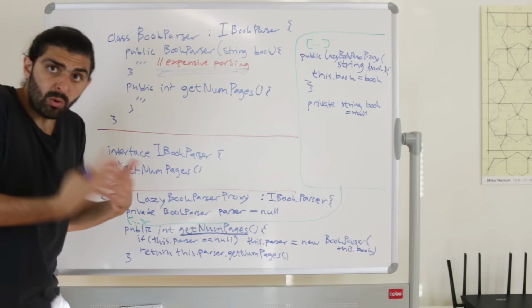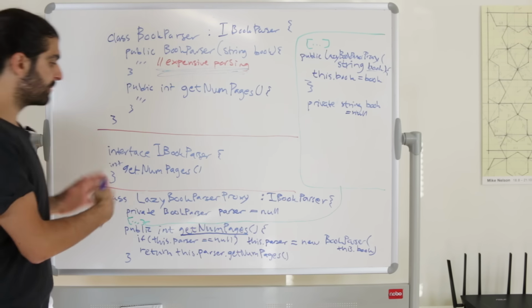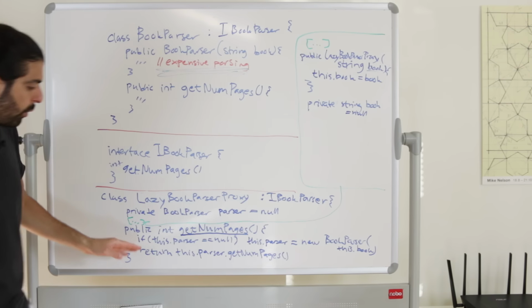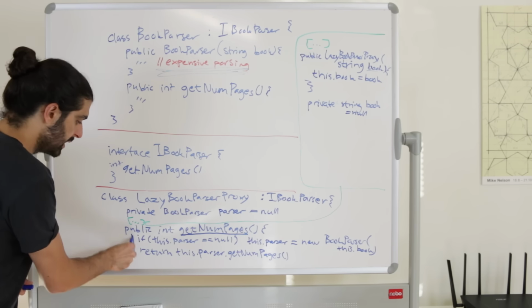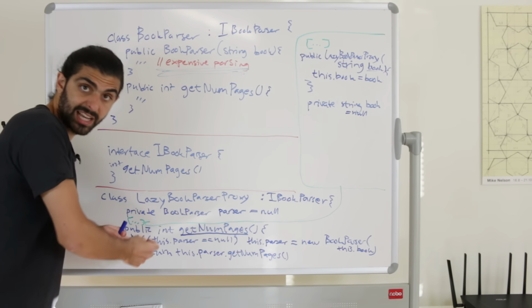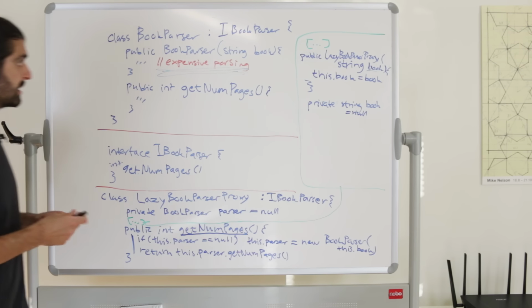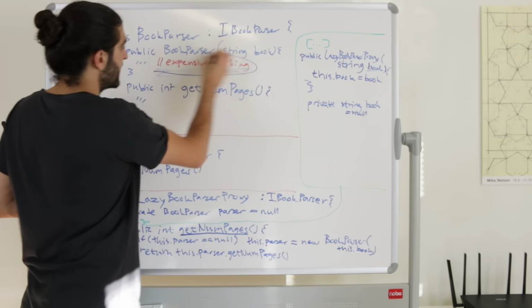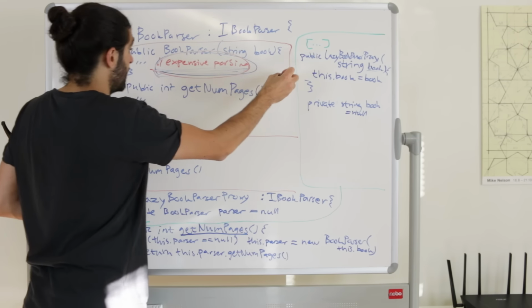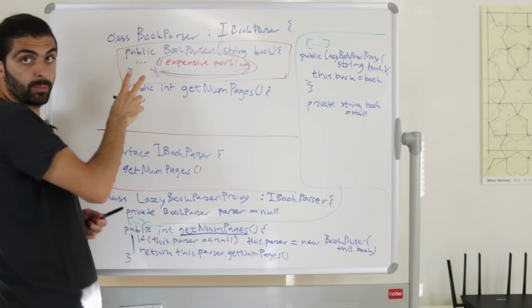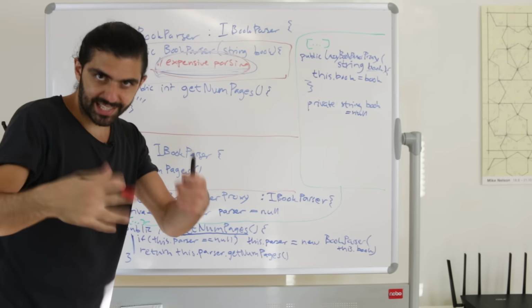And if they never call that, right? If whoever is using this proxy never calls getNumPages, then we won't ever hit this code, and we won't ever then instantiate a book parser. And thus, as we were saying before, this is the expensive parsing. This is the expensive operation. Instantiating the book parser, that's the expensive operation in this particular scenario, in this particular example.